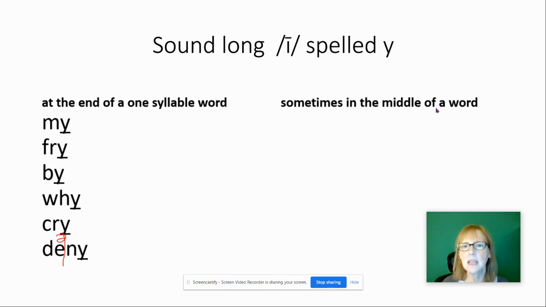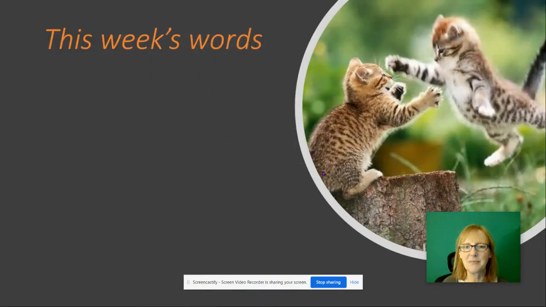And then sometimes the long I can be spelled Y in the middle of the word. Like in the word type, I need to type on my paper. T-Y-P-E, there's the silent E. It sort of has the same rule as I, consonant, E, but in this case it's Y making the long I sound, consonant, E. And then we have hype and hyper. So those are just some quick little ones.